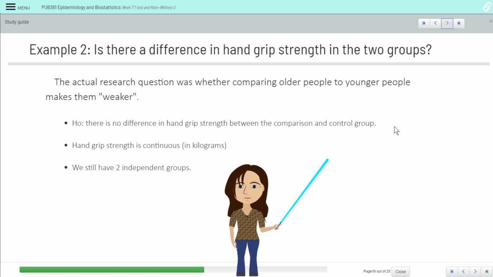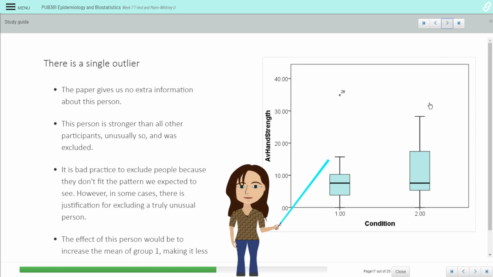So the second example from this paper might be in testing the outcome. Is there a difference in the hand grip strength between the two groups? So H0: there is no difference in hand grip strength between the comparison group and the control group, where the comparison group were the ones getting this social age-based comparison, and we're expecting that they might perform worse. The hand grip strength is a continuous measurement measured in kilograms, and we still have 2 independent groups, so we can do this using exactly the same process.